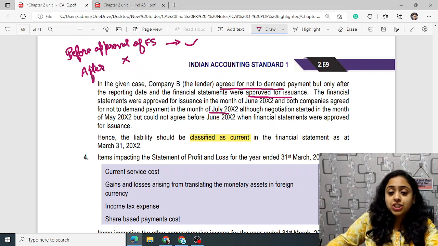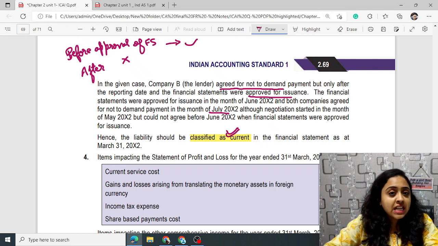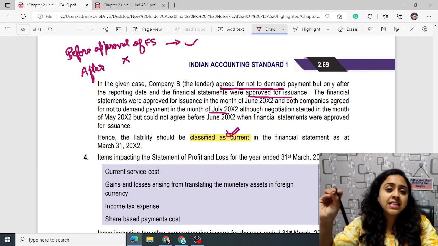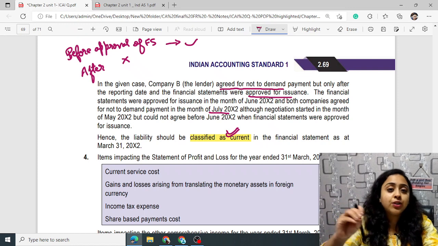Although the negotiation started in the month of May 2002, it could not be agreed before June when the financial statements were approved, and therefore it should be classified as current. If such rectification has been done, if such a deal has been made and it has been agreed that the amount will not be demanded, before the approval of the financial statements, then only such a classification can be reclassified back to non-current. Otherwise, the current classification has to be continued.